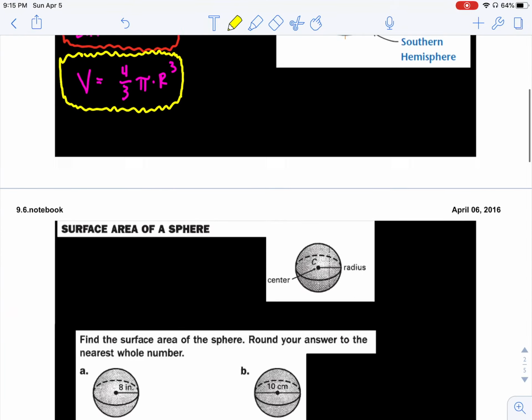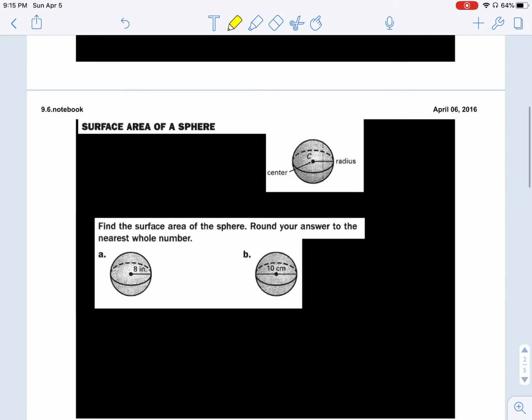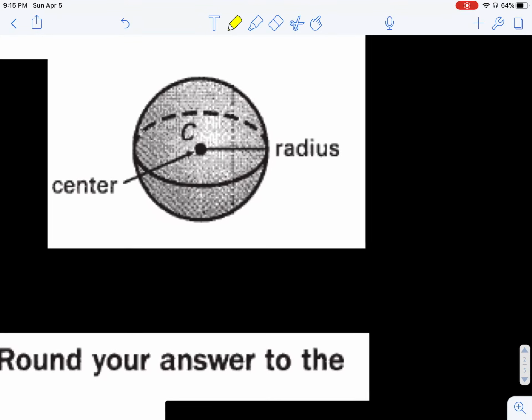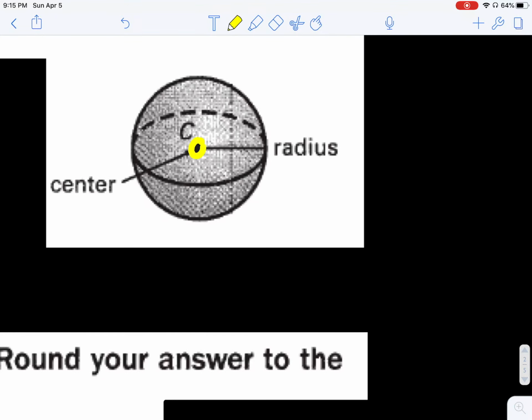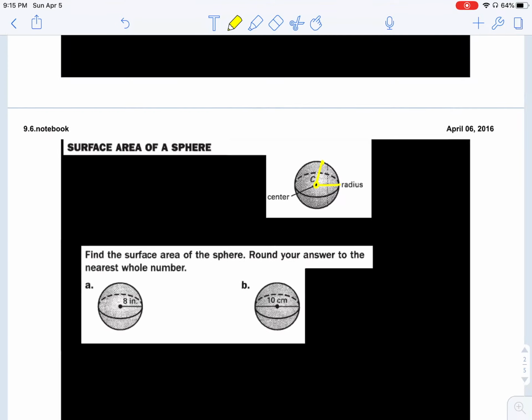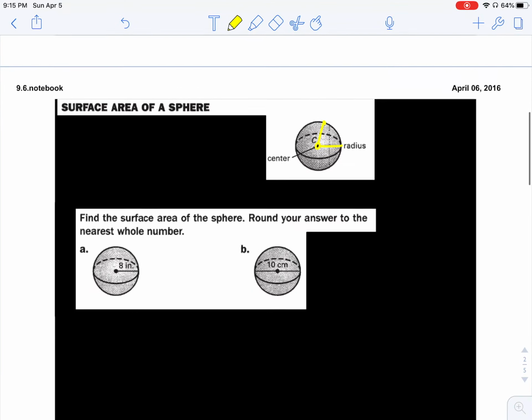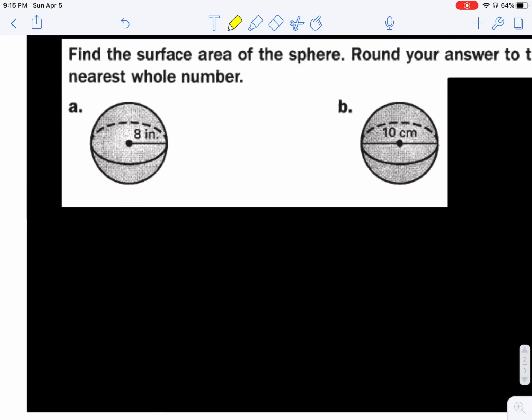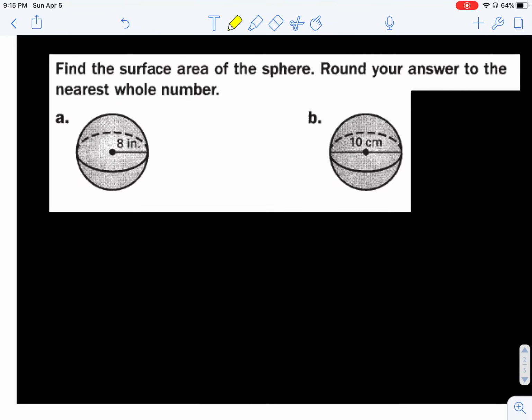And the radius of the sphere is going to be a distance from the center of a sphere out to any point on the surface of the sphere itself. So it just has to be the distance from any point on the surface all the way to like the core of the earth, the center of the sphere. Okay, so really not too bad calculating these. We're going to round to the nearest whole number.